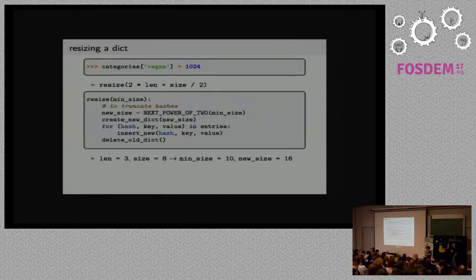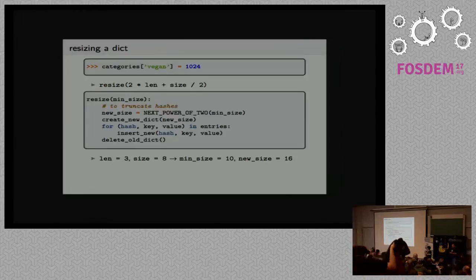How it's done is that we have another resize function, specific to dictionaries, that takes as input a minimum size. The minimum size is computed as twice the current length of the dictionary plus half the current size. And so we have this minimum size that we want our dictionary to have. We compute the actual new size, which is going to be the next power of 2 of this size.